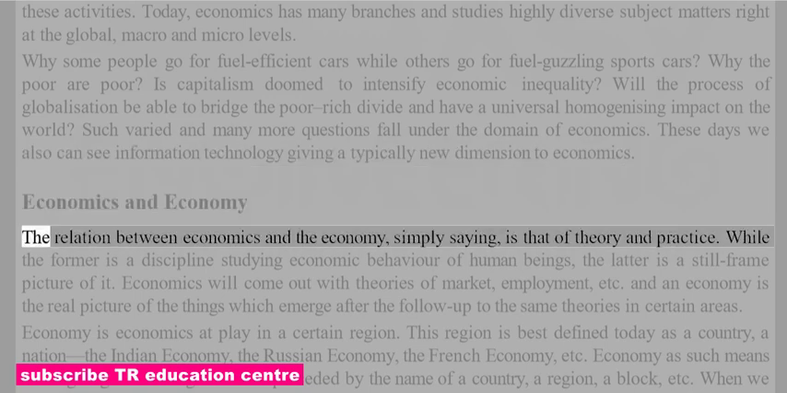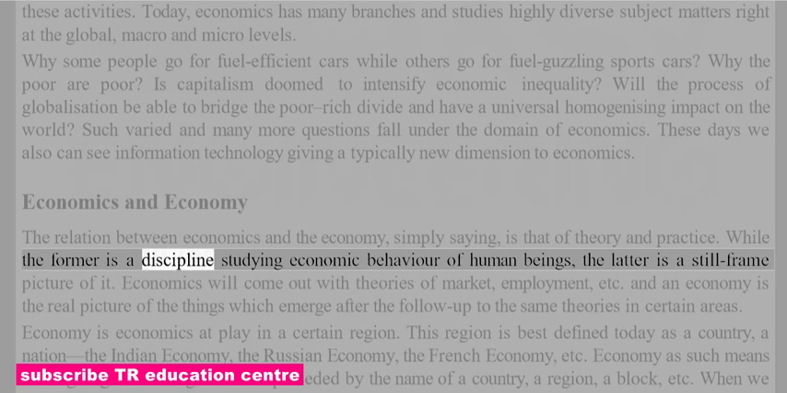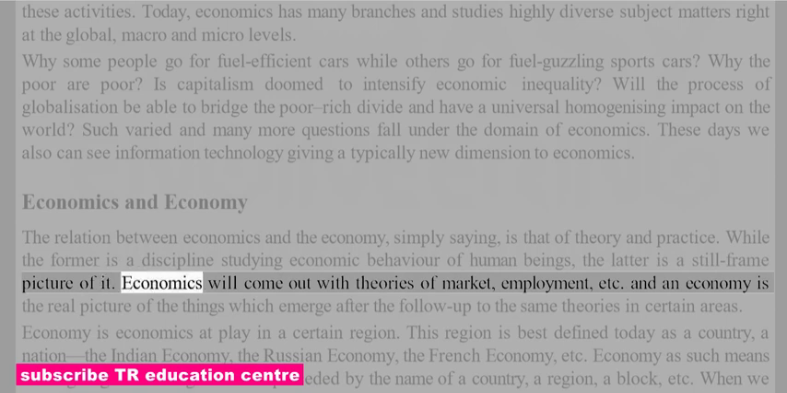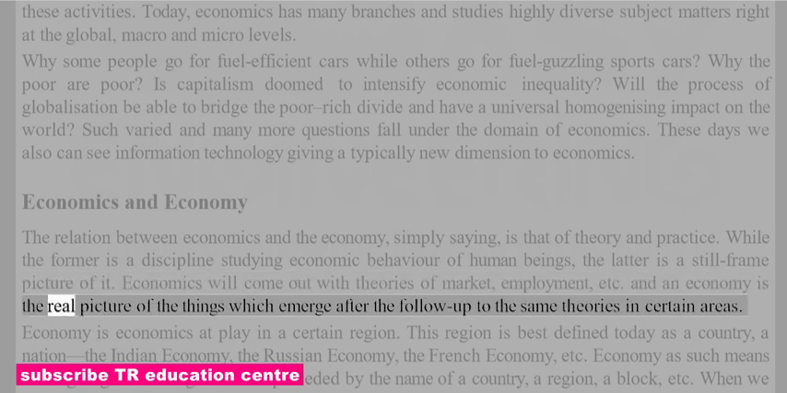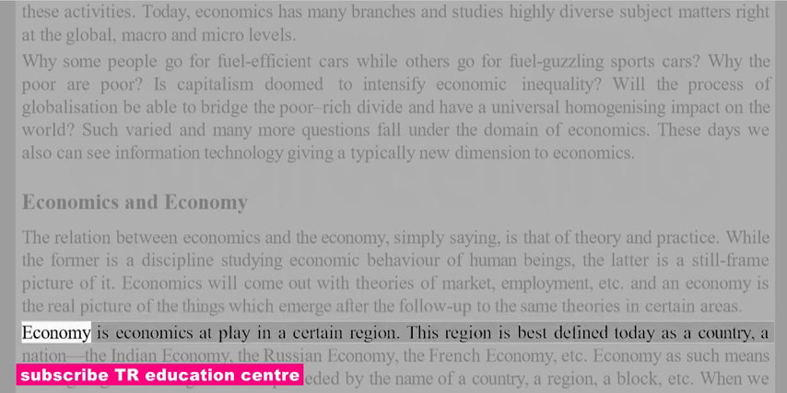Economics and economy: the relation between economics and the economy, simply saying, is that of theory and practice. While the former is a discipline studying economic behavior of human beings, the latter is a still frame picture of it. Economics will come out with theories of market, employment, etc., and an economy is the real picture of the things which emerge after the follow-up to the same theories in certain areas. Economy is economics at play in a certain region.